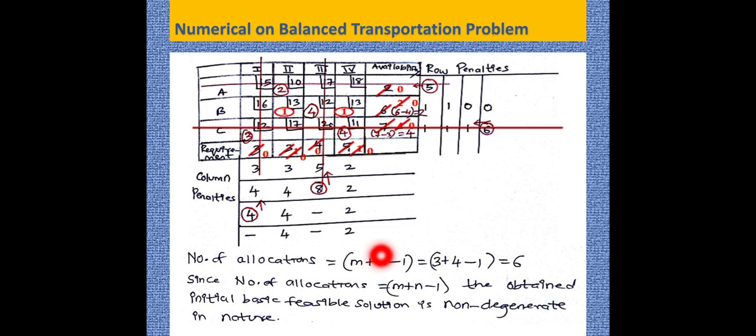So here the number of allocations is equal to m plus n minus 1. This formula is used to check whether the obtained solution is degenerate or non-degenerate. Here m is the number of rows and n is the number of columns. So the number of rows is 3, the number of columns is 4. So 3 plus 4 minus 1 is equal to 6, and the number of allocations is also equal to 6. Hence the obtained initial basic feasible solution is non-degenerate in nature. When it is non-degenerate, we can use the MODI method to check the optimality.